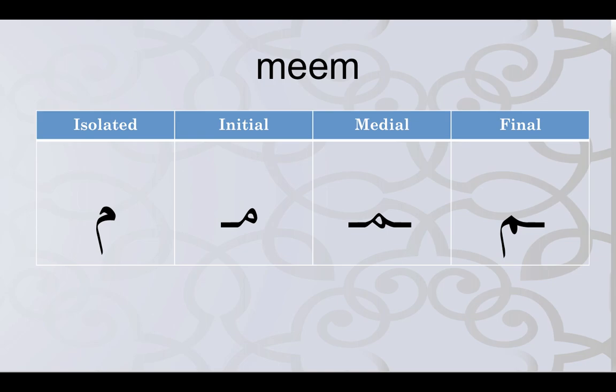Next is the letter meem. Also, its four forms are different from one another. You've already learned the one on the left, which is the isolated form. Initial, medial, and final forms.